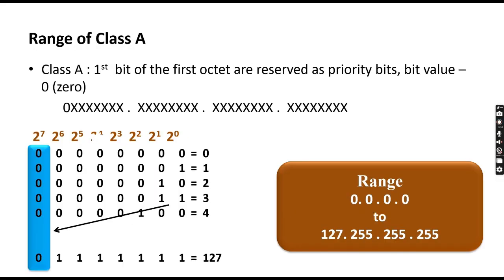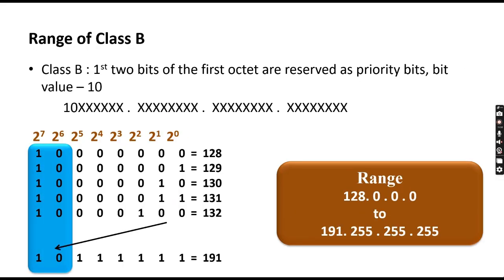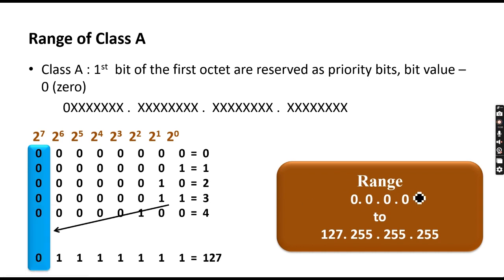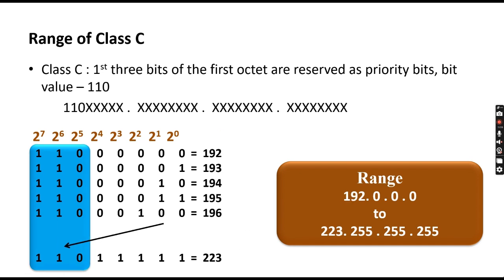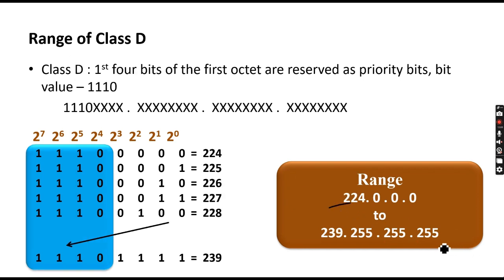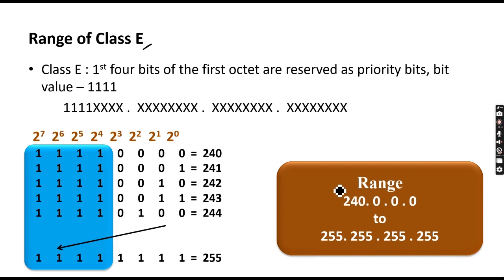Now see this. For class A, as we have already discussed, it's going to be 0.0.0.0 till 127. Next goes your class B, starting from 128 and going till 191, right? Similarly, you can see here the calculation is done based on that only. Next we have class C, where 192 to 223 we have already discussed, and class D 224 to 239. Class E is 240 to 255.